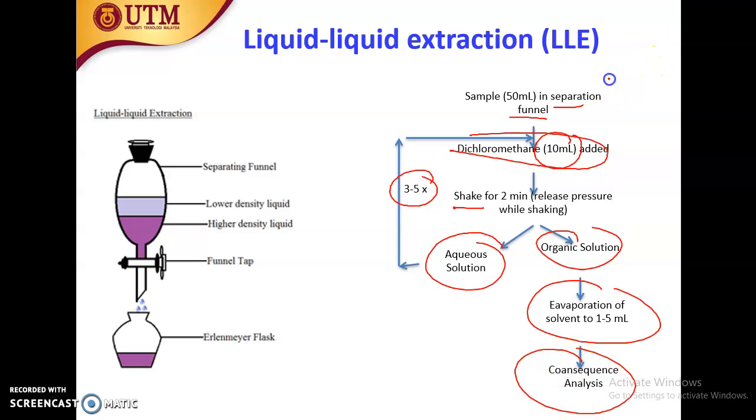In this procedure, I show you micro LLE, but I will show you the original conventional LLE first, whereby the sample is usually up to 100 ml, sometimes 250, but this time it is only 50 ml, and evaporated down to 1 ml. So this is micro LLE. Why micro? Because we only take a microliter of that organic solvent containing analyte into the instrument.